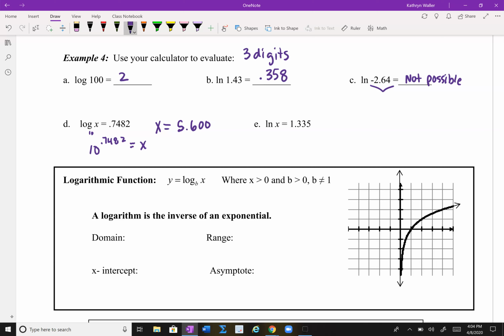5.600, okay? The 1 doesn't tell you to round up, so you don't have to write it. And the zeros at the end are silly because it doesn't make any difference. So I would write it like that. If you leave your zeros, it's fine, okay?